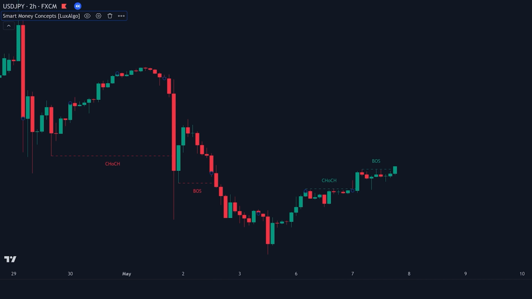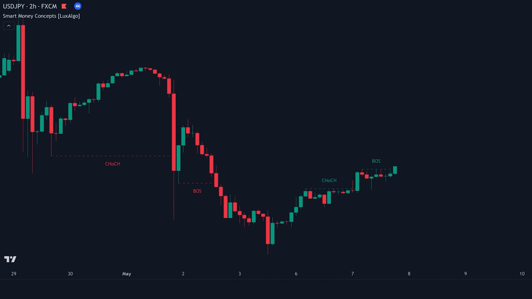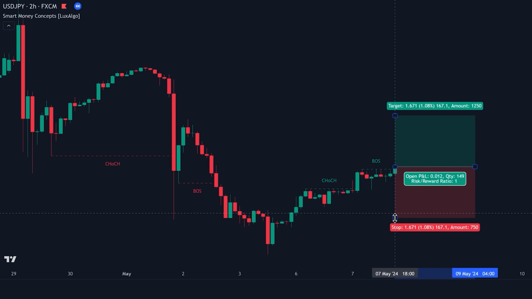For the buy trade, first, identify a bullish change of character. Wait for the market to form a bullish break of structure. Confirm the buy signal. Look for a green dotted line and text indicating a bullish market structure. Once this is confirmed, enter a buy trade on the next candle formation.